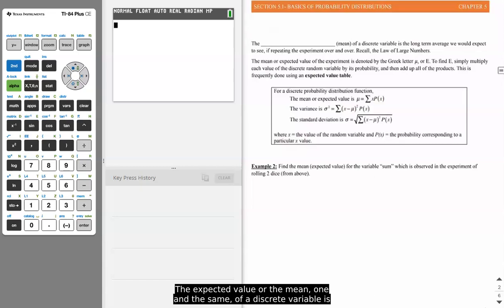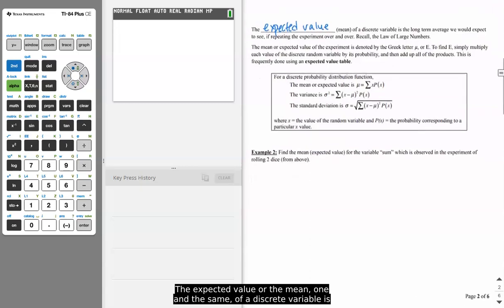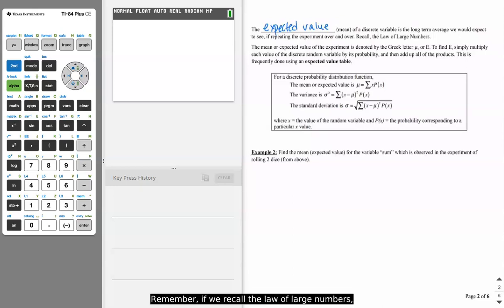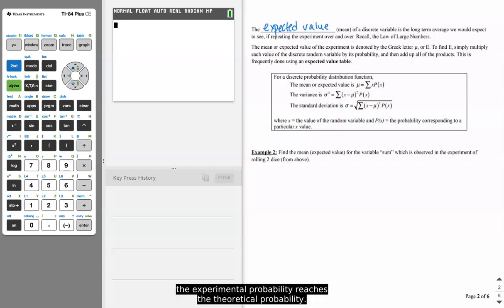So the expected value, or the mean, one and the same, of a discrete variable is the long-term average we would expect to see if repeating the experiment over and over. And if we recall the law of large numbers, if you do an experiment 10 times, but then do it 1,000,000 times, the experimental probability reaches the theoretical probability.